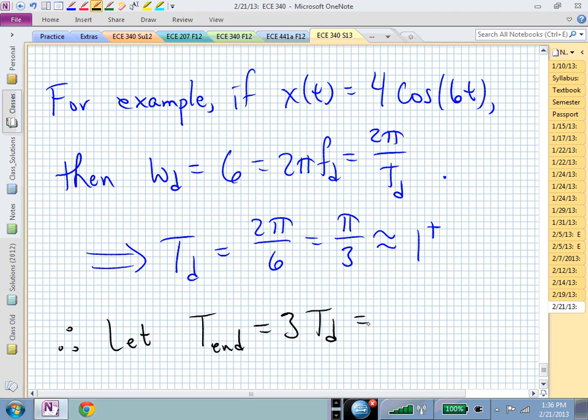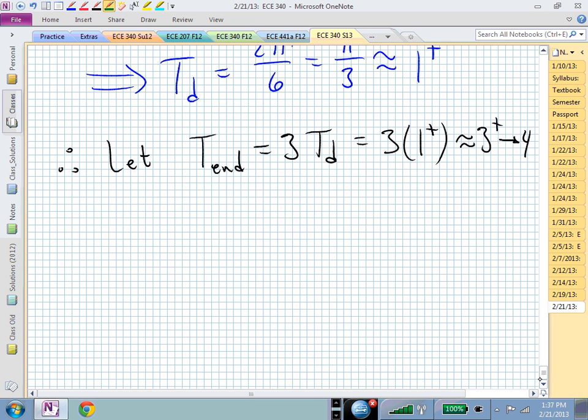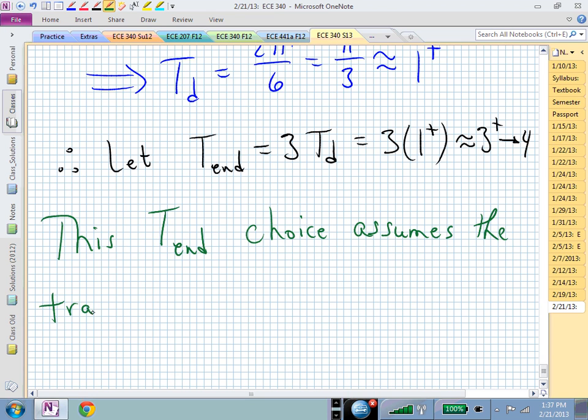So if we looked at 3 oscillating cycles of that waveform, we would be saying, oh, Tn needs to be 3 times T sub d, which in this case is a little bit more than 1. So you may say, oh, that's 3 plus. Well, I'm just going to simulate for more than that. I'm just going to simulate for 4 seconds, something nice and clean. But this T end, as was just mentioned, assumes the transients have already died out.